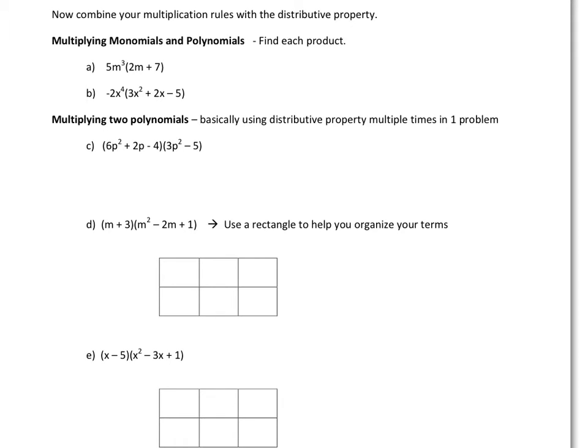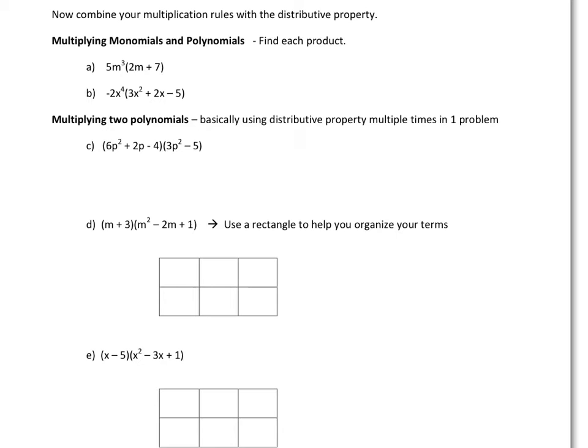When multiplying a binomial times a trinomial, you can't use FOIL because one of the items has more than one term. For example, look at D on this problem. You can draw a box that has the same number of rows and columns as the number of terms that you see in the problem.